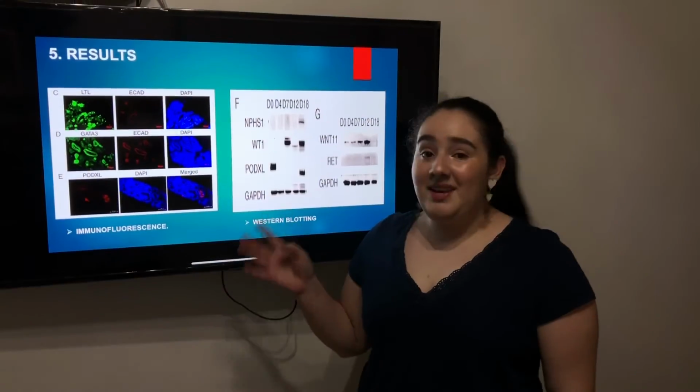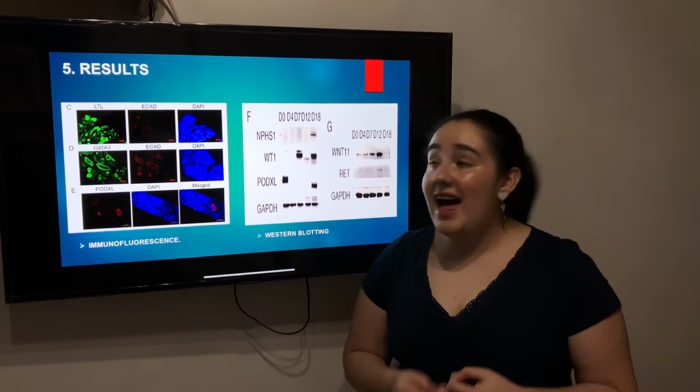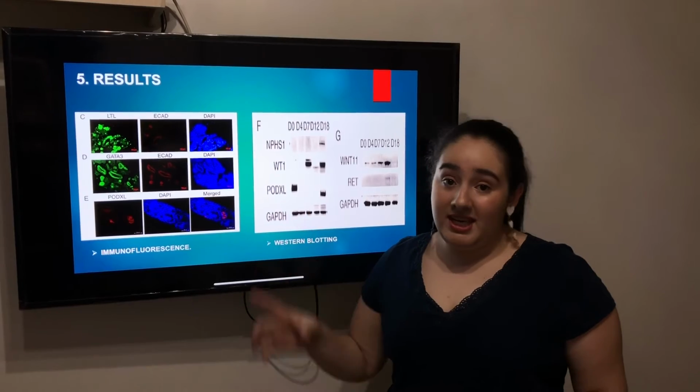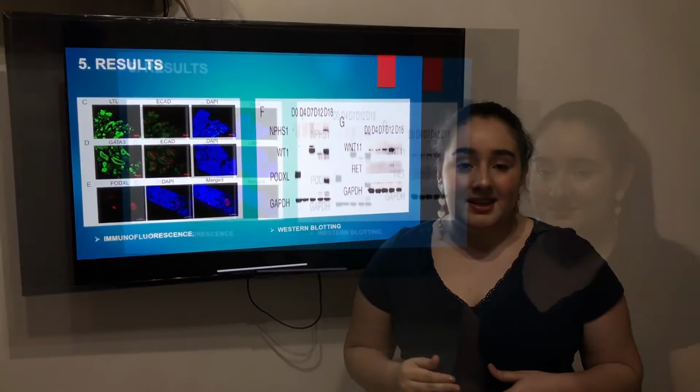expression. So here at the image D we have the expression of the collective tube markers that are GATA3, ECAD, and DAPI at the kidney organoids. We also have the image E where we have the expression of the podocyte markers also in the kidney organoids.